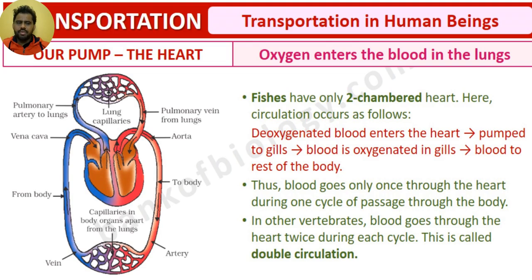In other vertebrates, blood goes through the heart twice during each cycle. This is called double circulation. Sometimes they can ask what is double circulation and single circulation. So you have to say that when blood goes only once through the heart during one cycle of passage through the body, it is single circulation. In the case of humans, the blood is going twice. Once it enters the body, then again it enters the lungs. So it is going twice. This is called double circulation.